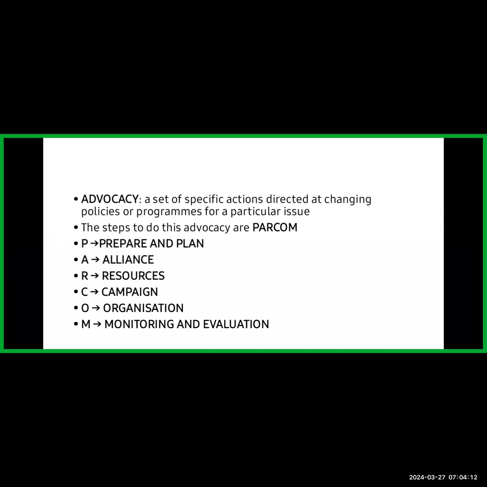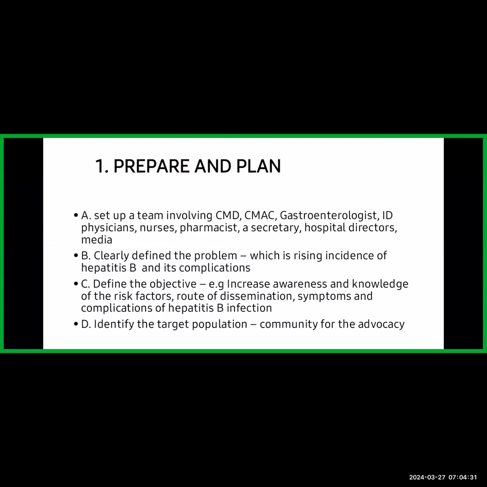So I will follow my advocacy by following a particular acronym, the famous acronym PACOP. P for prepare and plan, A for alliance, R for resources, C for campaign, O for organization. Prepare and plan is one of the important, the first step to follow. And it has about 5 components. And all those 5 components must be done very well.